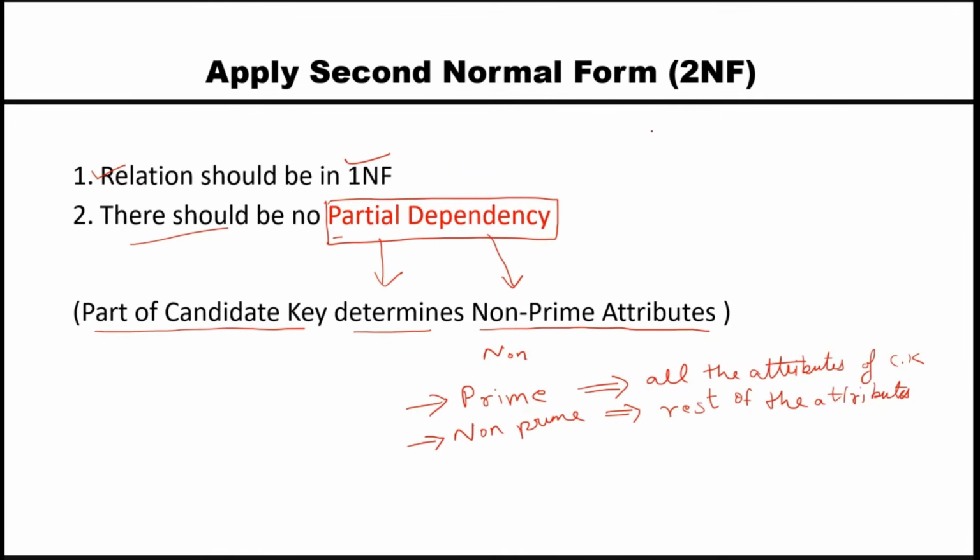Let me give you a very simple example. Let's say we have a relation where AB is determining C, and B is determining C. So two functional dependencies are there, and the relation is A, B, and C.